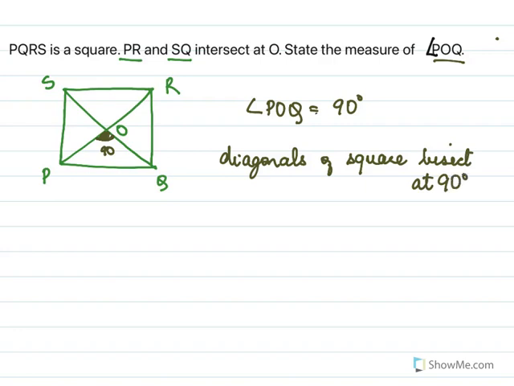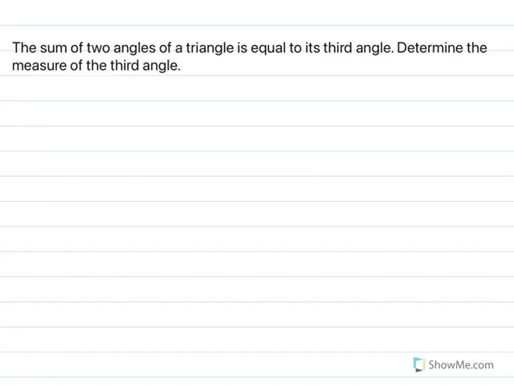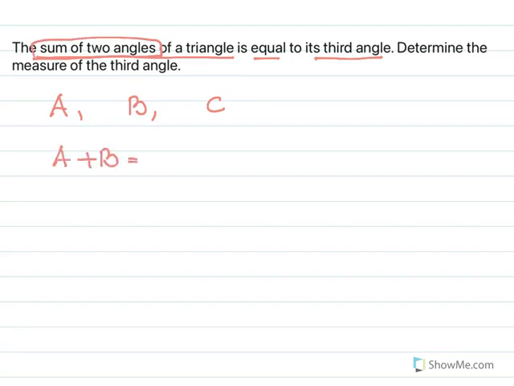At 90 degrees. The sum of two angles of a triangle is equal to the third angle. That means if the angles of the triangle are A, B and C, the sum of two angles, that means A plus B, equals the third angle, equals C.